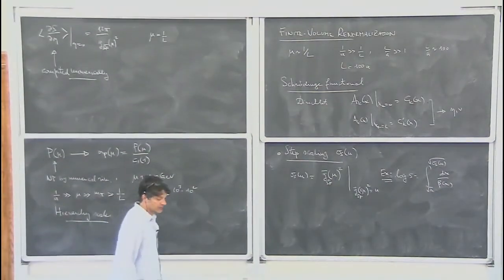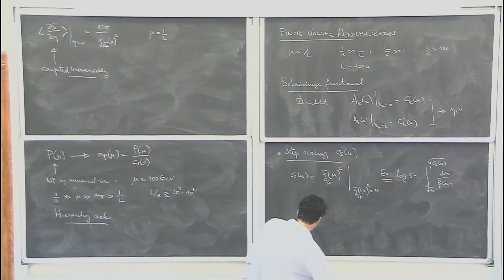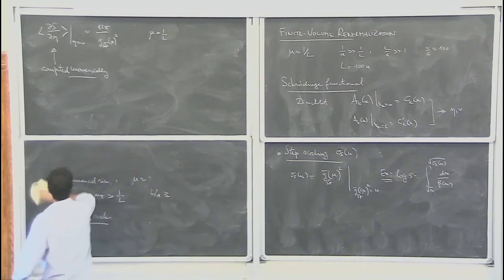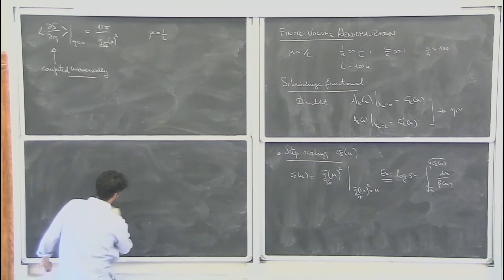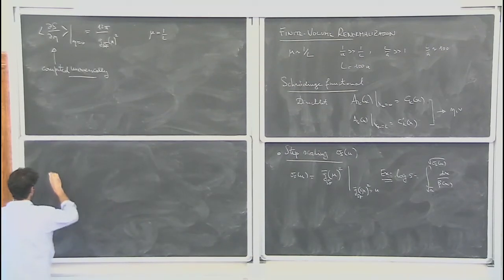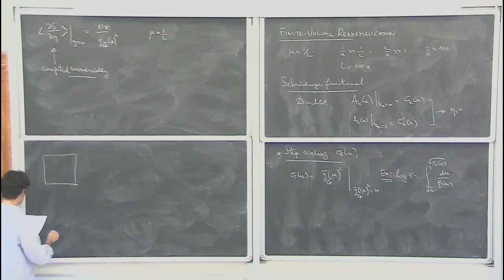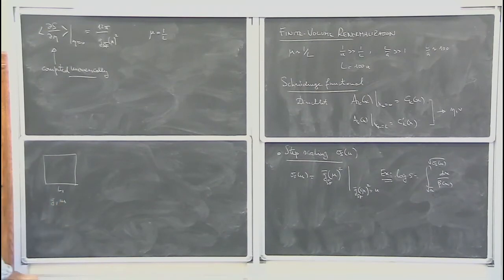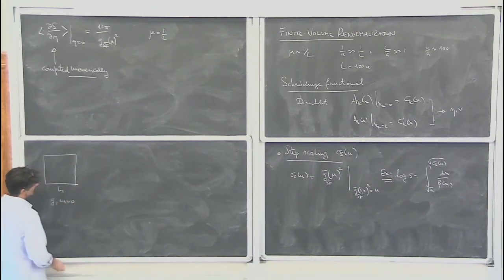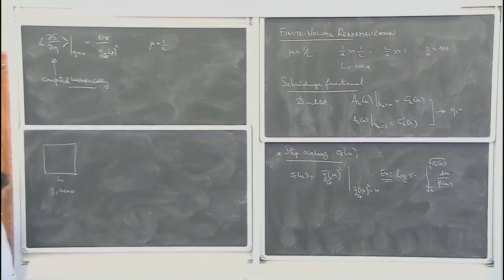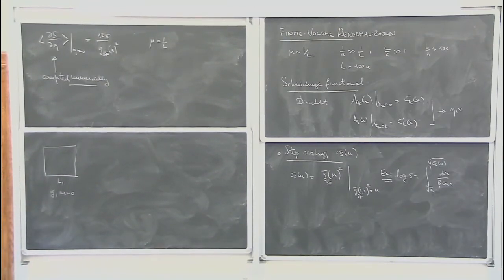So what do we do? Well, we do the following. We take a box like this, of size L1. We set g and m. Remember, the bare parameters in the action. Okay. And we tune m so that the theory is massless, so that the theory is chiral.